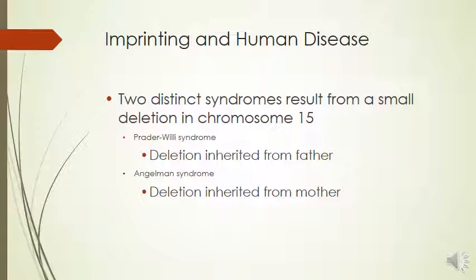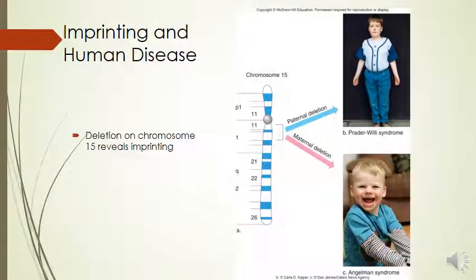If we look at imprinting in human disease, there are 2 distinct syndromes that result from a small deletion in chromosome 15. If the deletion is inherited from the father, then the children would have Prader-Willi syndrome. If the deletion is inherited from the mother, the children would have Angelman syndrome. Here we have a slide showing you Prader-Willi syndrome and Angelman syndrome, and you can see the chromosome number 15.